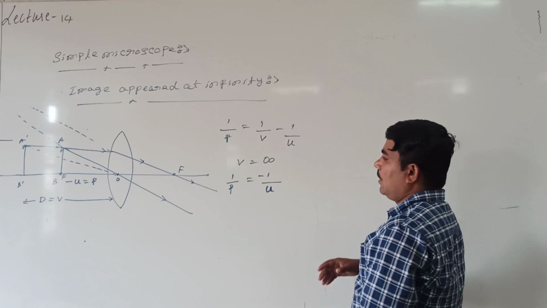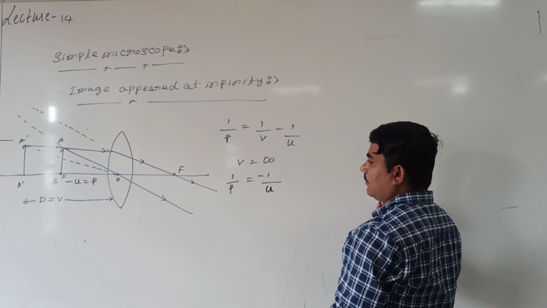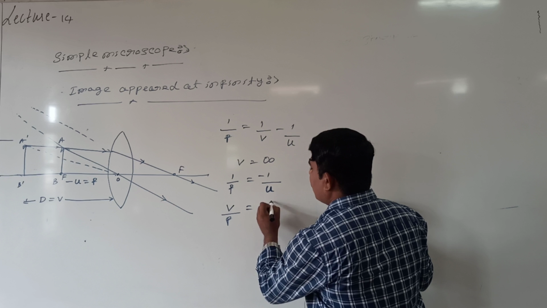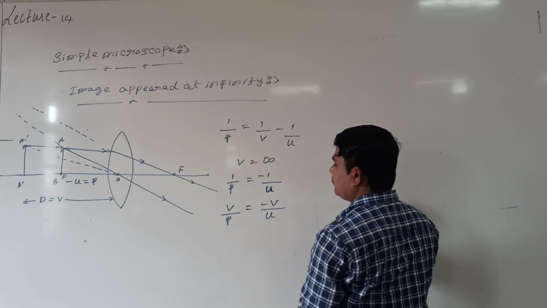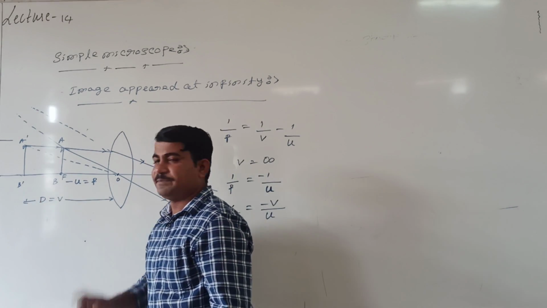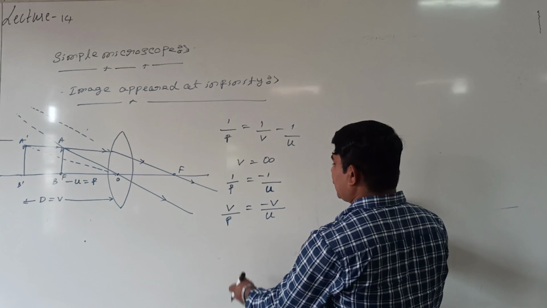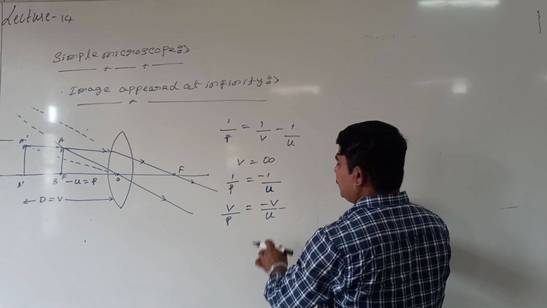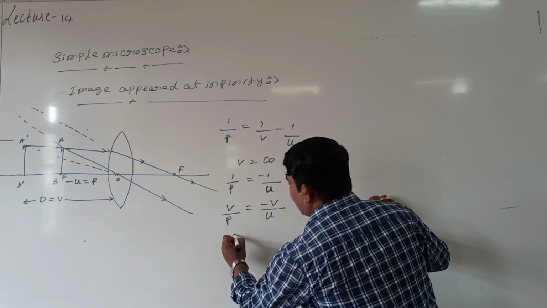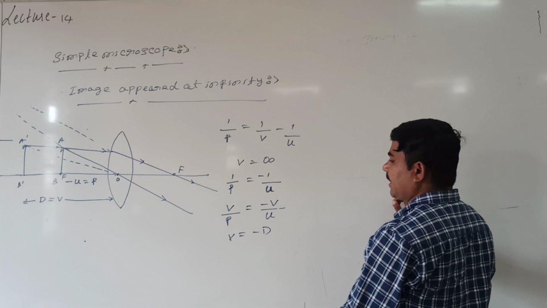Now multiply V on both sides. What will we get? V divided by F is equal to what value? Minus V divided by U. But U is equal to what value again? Minus D. V is equal to minus D. Then I can take it like this, or you can call this the magnification. See here how to take this value. V is equal to minus D I can take. Right, or V is simply minus D.